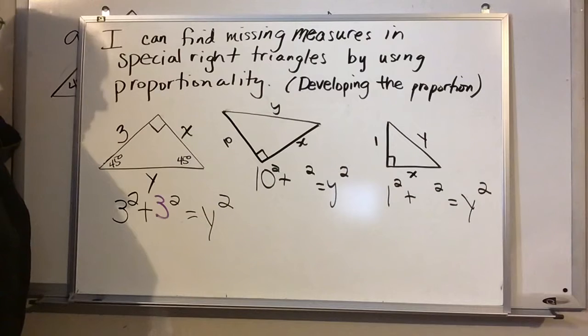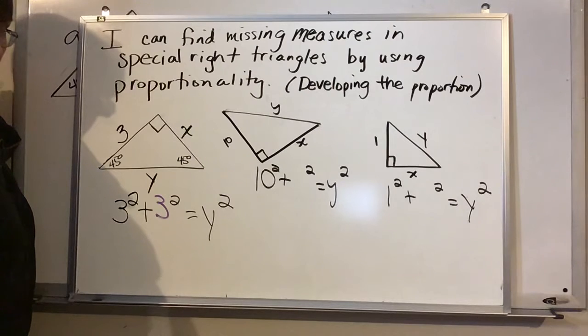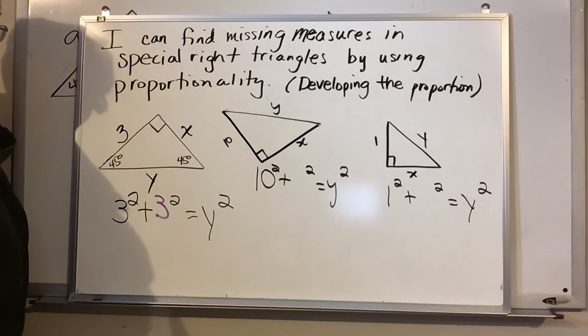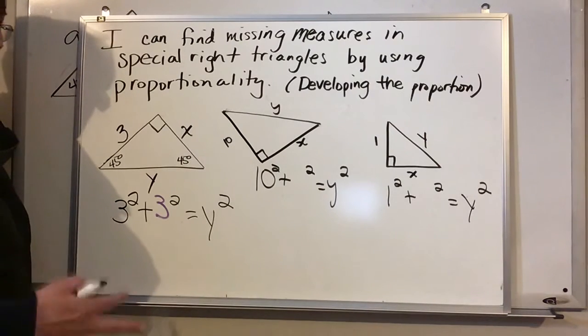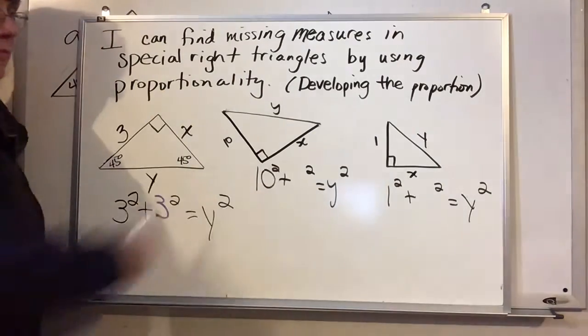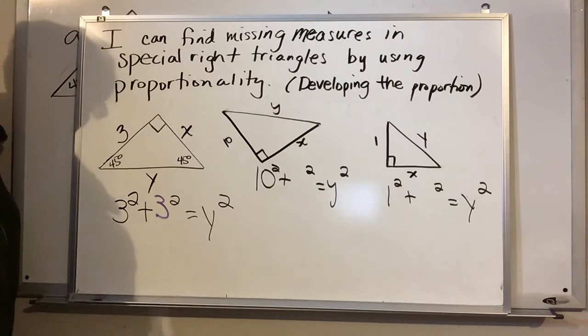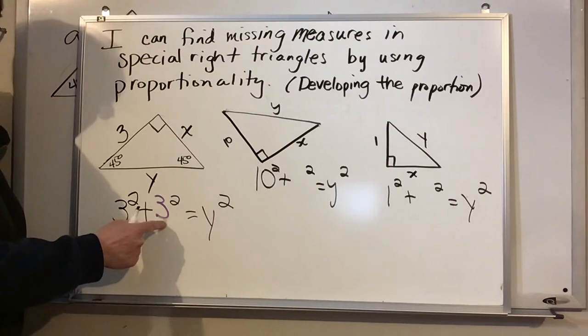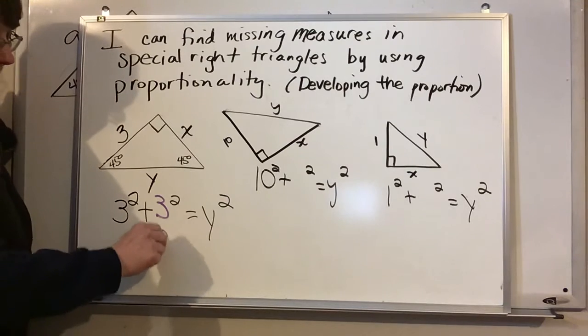Now I could use the Pythagorean theorem, honestly, on all 45-45-90s to get the answer to the missing hypotenuse when I'm given one of the legs. And you could also use the Pythagorean theorem to find a missing leg when you're given the hypotenuse. But this lesson is about using the proportion that we're going to see come through hopefully in all 3 of these examples. So 3 squared plus 3 squared is 9 plus 9, and 9 plus 9 will be 18.